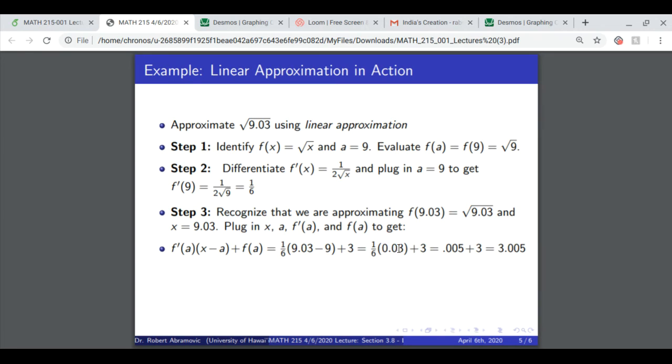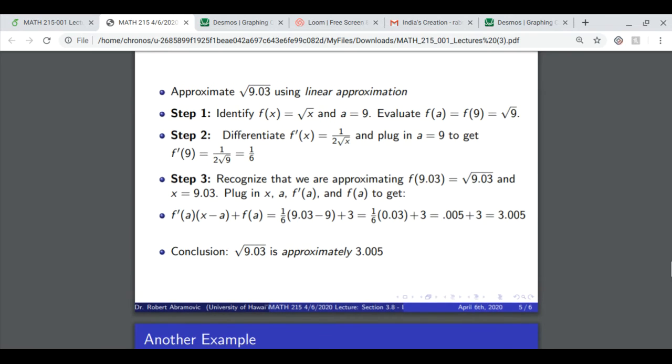1/6 times 0.03, well, dividing a number by 6 is the same as first dividing that number by 3, and then dividing that number by 2. 0.03 divided by 3, of course, is 0.01. 0.01 divided by 2 is 0.005. 0.005 plus 3 is 3.005. Our conclusion is that the square root of 9.03 is approximately 3.005.